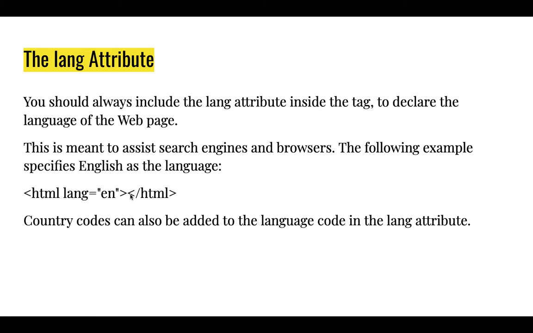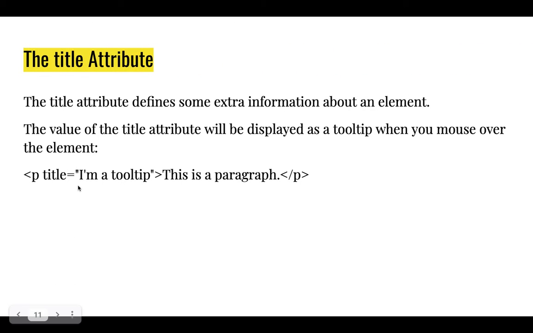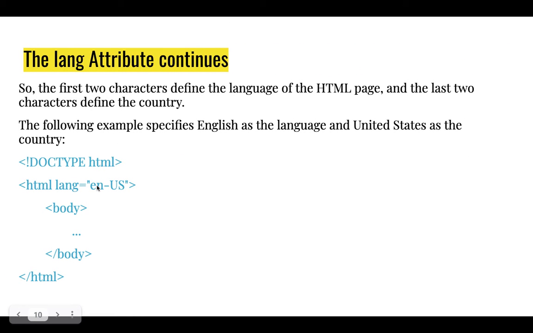Country codes can also be added to the language code in the lang attribute. The first two characters define the language of the HTML page, and the last two characters define the country. The following example specifies English as the language and the United States as the country. lang equals en-US.